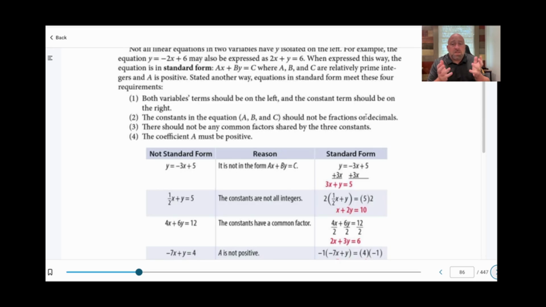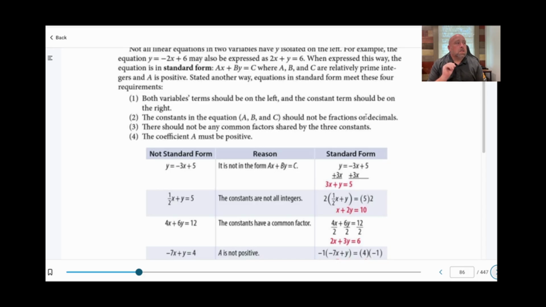It doesn't have to be in standard form, but if the question ever says put this in standard form, then we would have had to have dealt with that fraction. We didn't have to deal with the fraction because the question did not ask us to put it in standard form. When it does, then we have to make sure that we're paying attention to these rules.